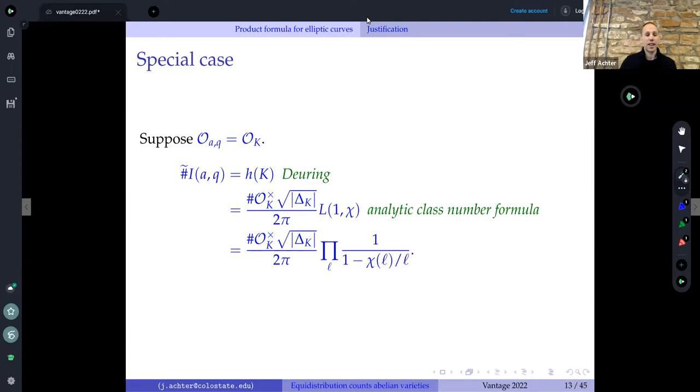I should say that I personally, as a human being, don't understand it very well, but I know what it does: it says that you can compute this in terms of an L factor associated to this quadratic character. And so this is kind of standard stuff. And then to compute this, you're taking the product over all L of 1/(1 minus chi of L over L).